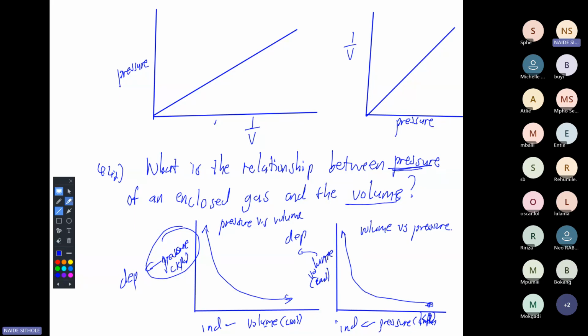So this is a pressure versus 1 over V. This is 1 over V versus pressure. Or you can have a volume versus 1 over P. Ngokuthi bazobe bakuphinde njani. Now the statement will be clear as to which one you should draw. The statement will forever be clear. You read your statement, it will always be clear.